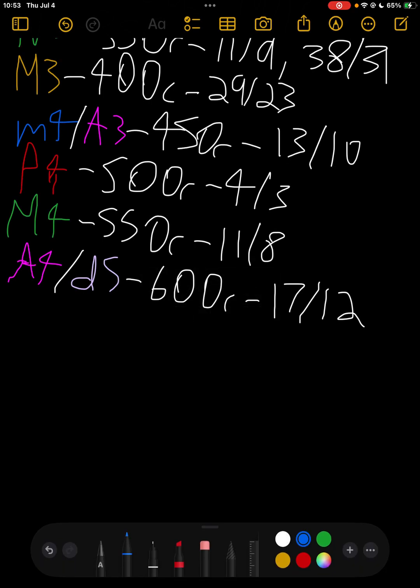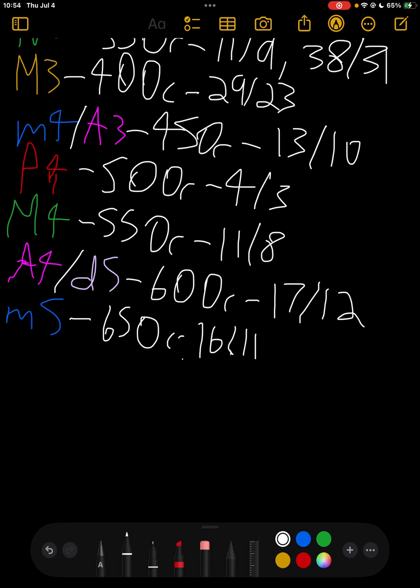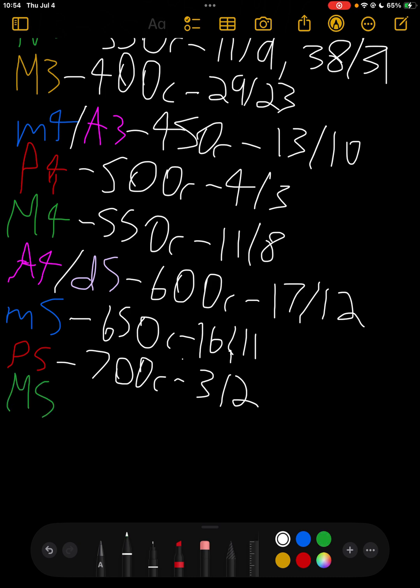Next up is the minor fifth. That one is 650 cents. And now that we are past the tritone, I guess you could just use the inverse ratios, 16-11. Next up, perfect fifth. At 700 cents, 3-to-2 is a great ratio for it. Next up is the major fifth, or diminished sixth.